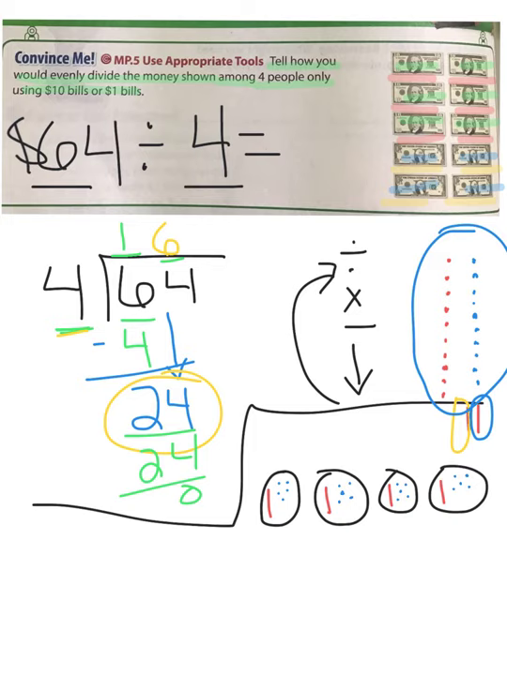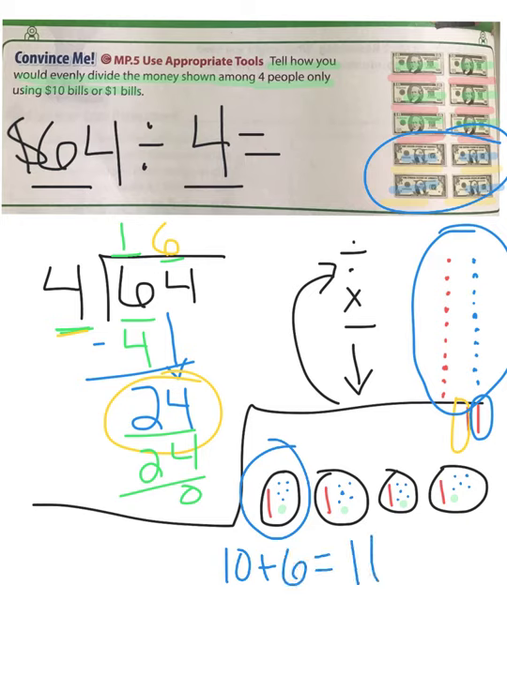But I still have 4 more 1s. So for each of those, I'm going to add one more into each group. Now, if I add up all of the 10s in each group, I have 10, plus I have 1, 2, 3, 4, 5, 6 ones. So in each group, I have $16.